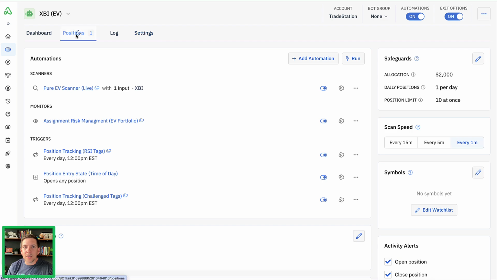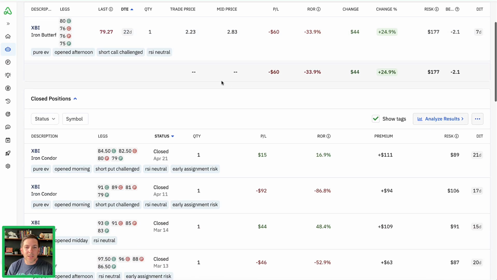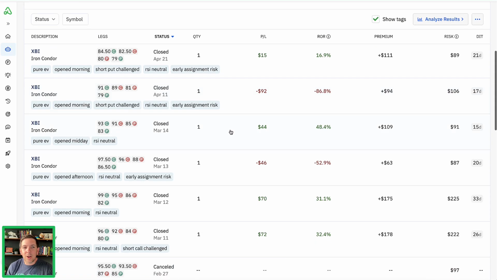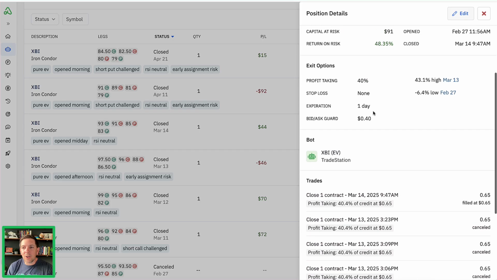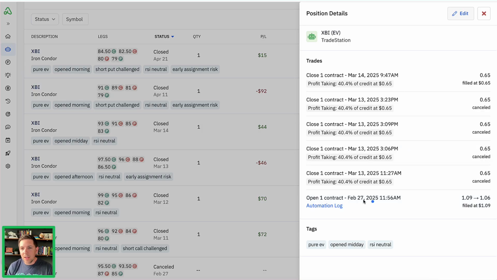And so what's cool about this is that when you start looking at these, it's managing the entire trading life cycle for me. So here it got out of these positions because they were at early risk of assignment, which I've programmed into my bots through my monitor automations. Here it just closed the position for a profit target. So you can see all of the orders are here inside of this dialog screen. The contract was originally opened February 27th at 11:56, opened the trade for $1.09, and then eventually closed the trade for a 40% profit target at 65 cents.